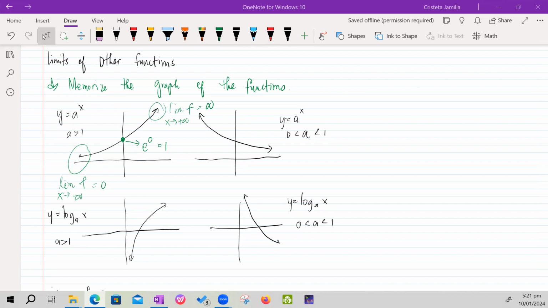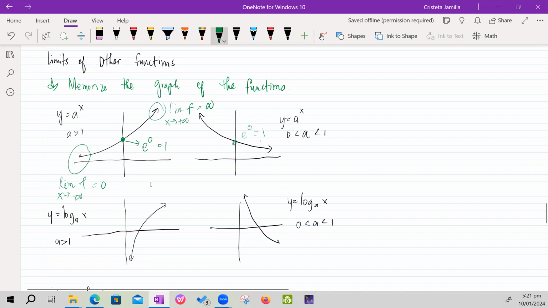Another graph of the exponential function is when a is between 0 and 1. So this will be the mirror image of our graph. Now, as x goes to negative infinity, it goes to positive infinity, and then as x goes to positive infinity, it goes to 0. Same point here that e raised to 0 equals 1.